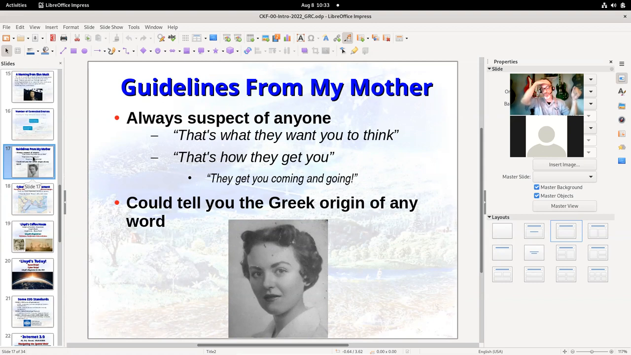But she was also always suspect that when people tell you something, they might not be telling you the truth. Her bottom line is, whatever they're telling you, you should assume that it is what they want you to think, whether true or not. And they probably are trying to get you to think something so they can get your money out of you at the end. You know what they want, Larry? They want your money. That's how they get you, Larry.